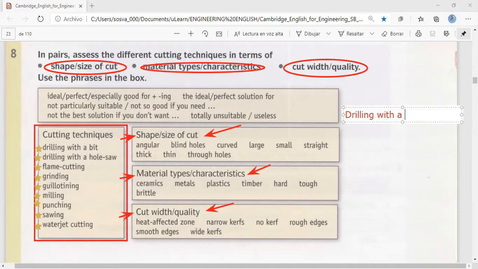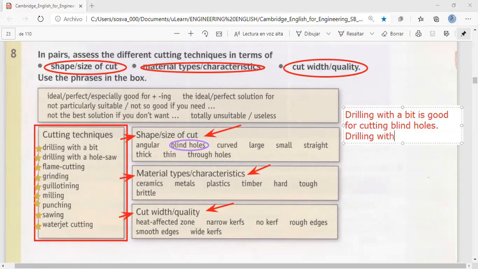Drilling with a bit is good for cutting blind holes. Okay, you see, I'm using the shape and size of cut. Hold on a second, let me change color so that you know which one I'm talking about. I'm using this vocabulary in here, you see? Blind holes. It's good for cutting blind holes.